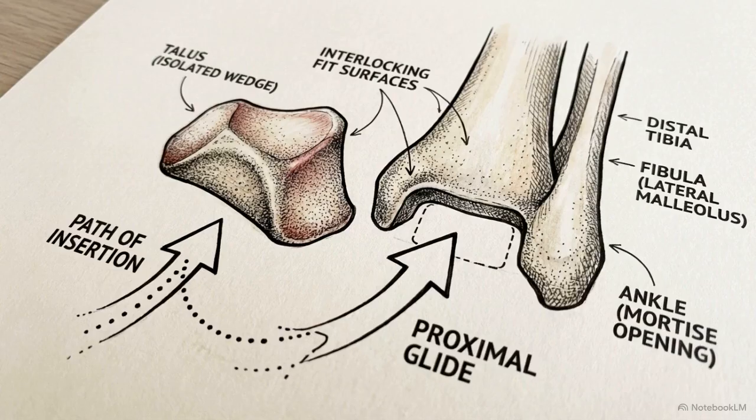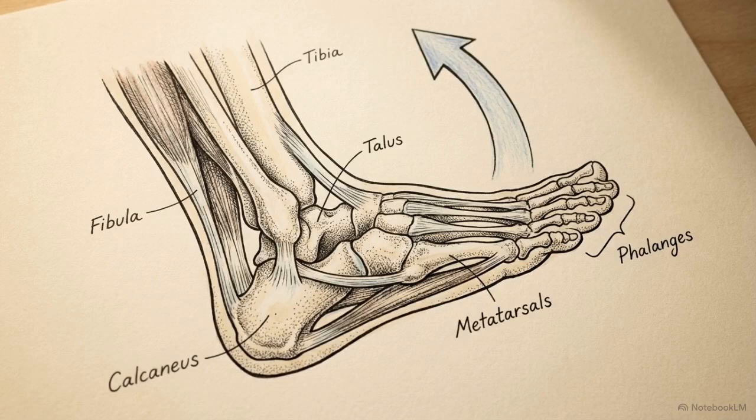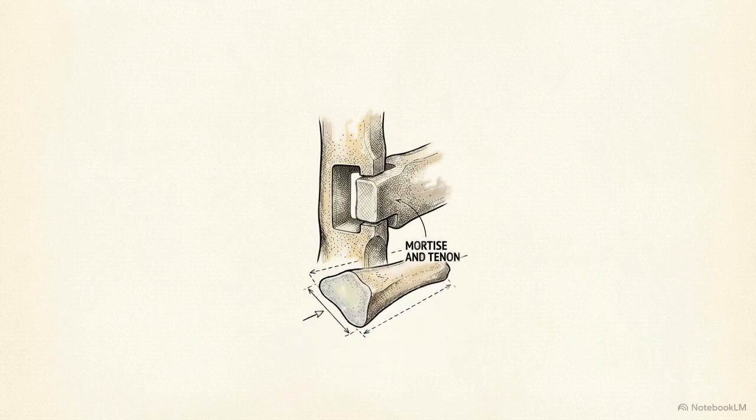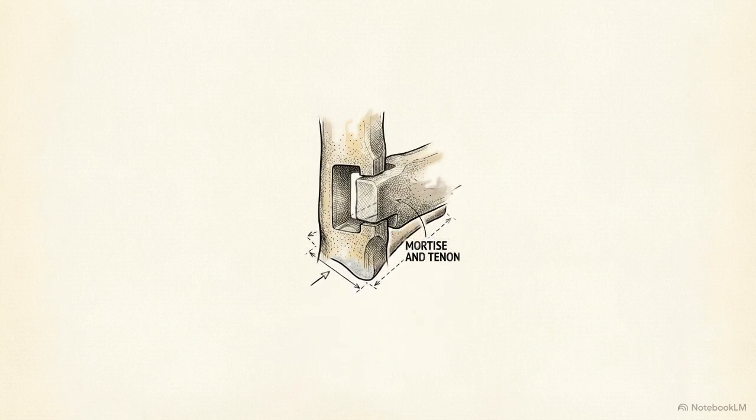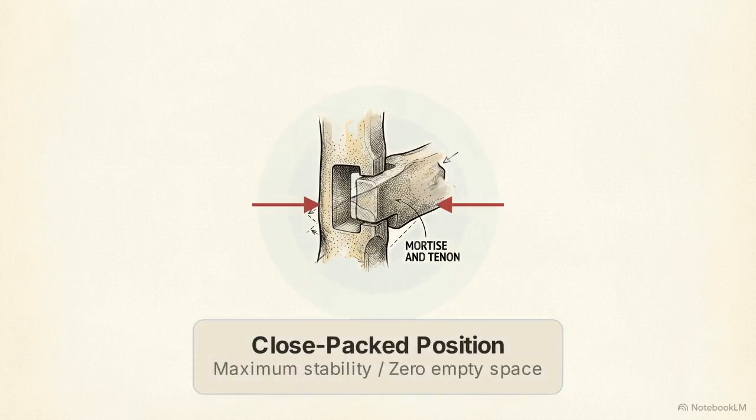The superior articular surface of the talus is called the trochlea. Its anterior dimension, the front, is significantly wider than its posterior dimension. This asymmetrical wedge shape dictates exactly how the joint behaves when you pull your toes upward, a movement called dorsiflexion. As the ankle dorsiflexes, the wider anterior portion of the talus is driven into the mortise. It wedges tightly against the walls, creating a highly stable, close-packed position where the bones interlock securely.